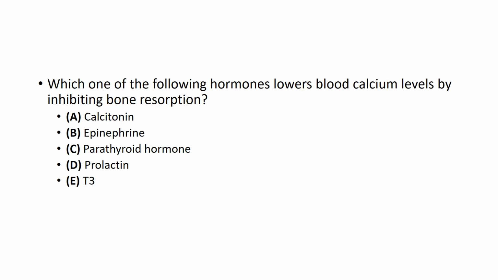Which of the following hormones lowers the blood calcium levels by inhibiting bone resorption? Is it calcitonin, epinephrine, parathormone, prolactin, or T3? You know that only two of these are very important in regulating calcium metabolism, calcitonin and parathormone. Calcitonin reduces the blood calcium levels, whereas parathormone increases the blood calcium levels. So the answer would be calcitonin.